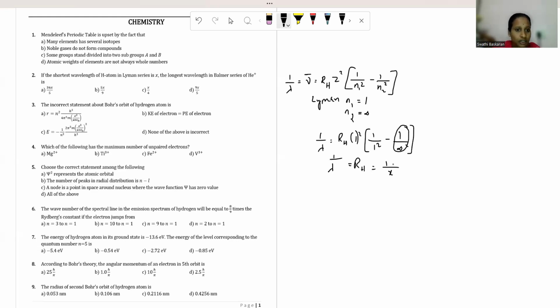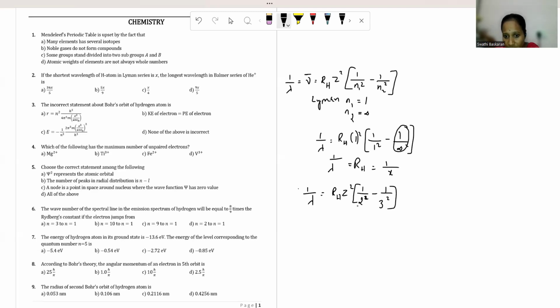Now similarly for the second part of the question, they are asking the longest wavelength in the Balmer series. Of course, the formula remains the same. Rydberg had generalized the formula for line spectrum of hydrogen, where 1 by lambda is equal to RH Z square into 1 by n1 square minus 1 by n2 square. Here they are saying longest. Longest in Balmer series means n1 is 2, the lower level, and n2 is 3, so it will become 1 by 2 square minus 1 by 3 square.